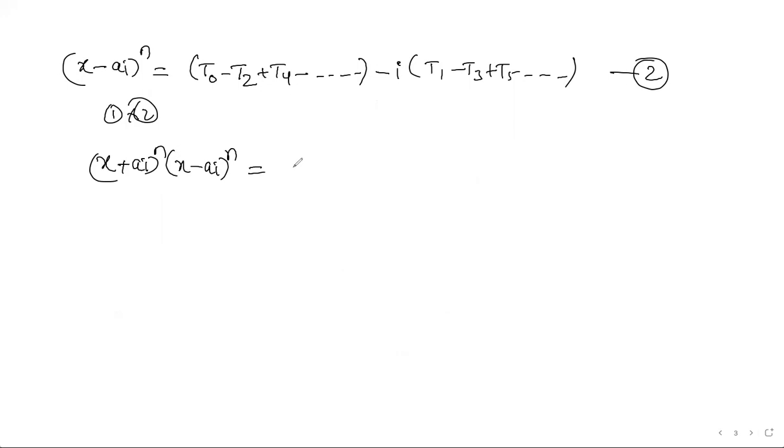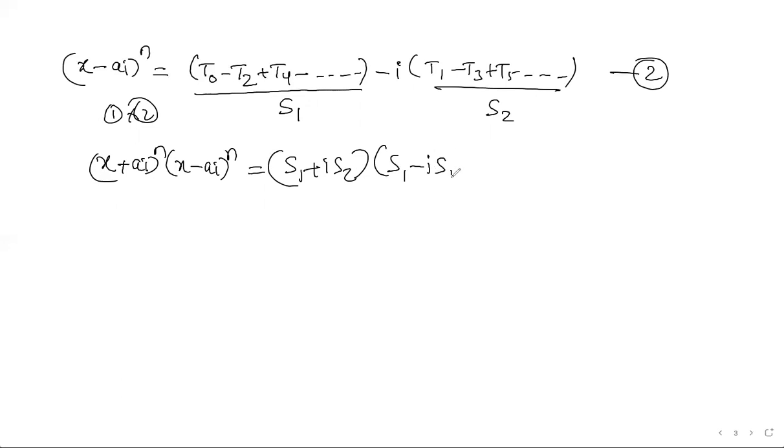On the left hand side, suppose we consider this S1 and this S2. So we will be getting (S1 plus iS2) into (S1 minus iS2). This is from equation 1, and this is from equation 2. If you multiply this, it will be S1 square plus S2 square. It's nothing but (a plus ib) into (a minus ib), a square plus b square.